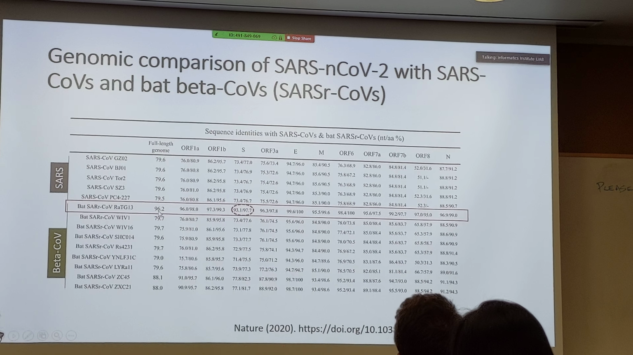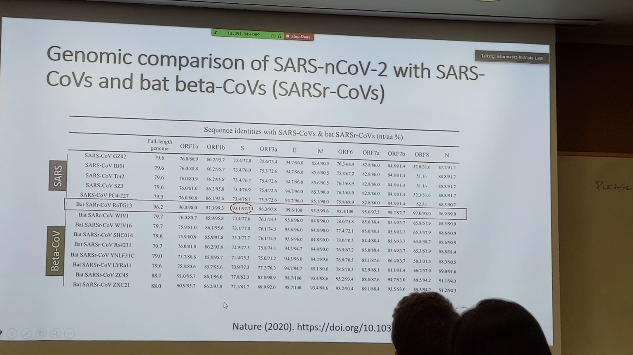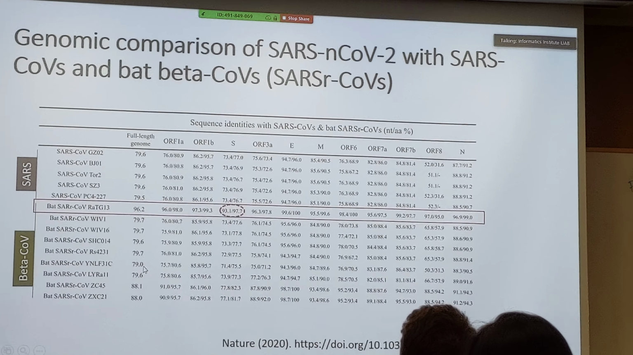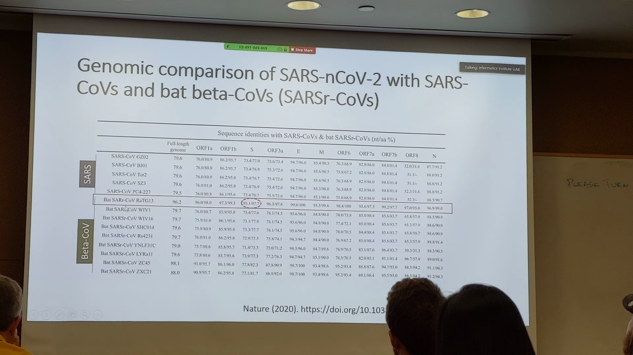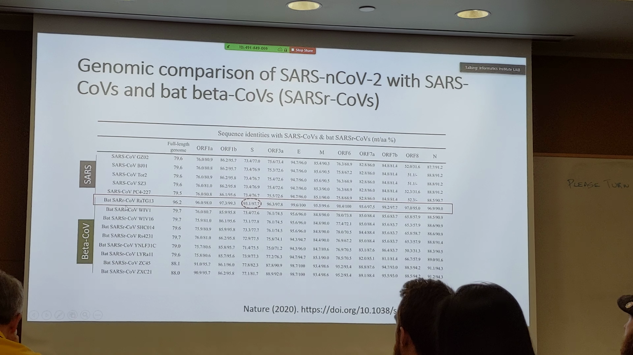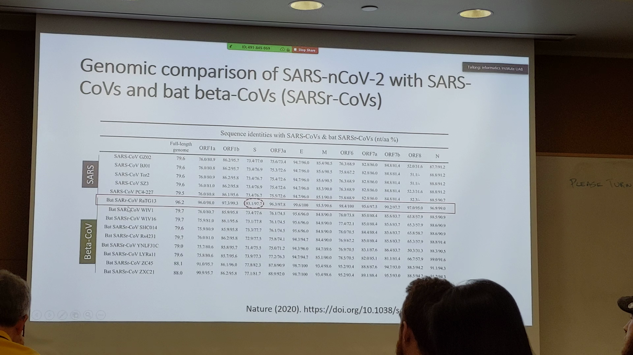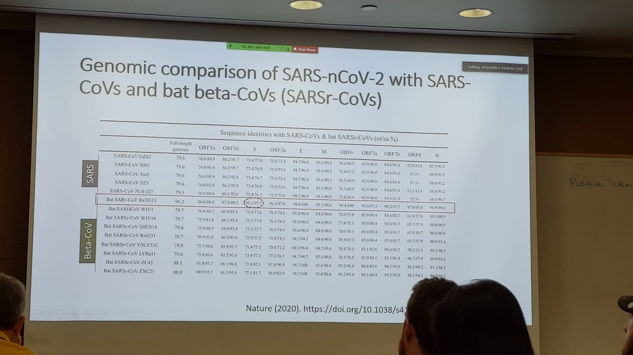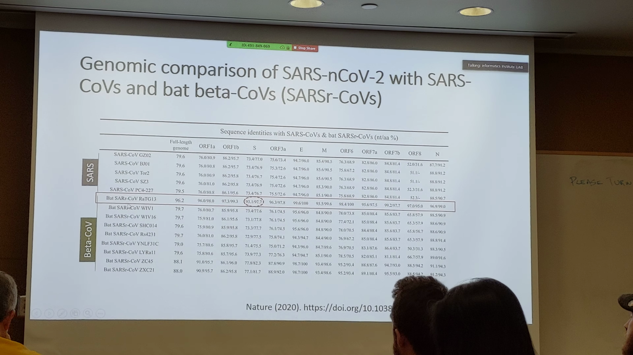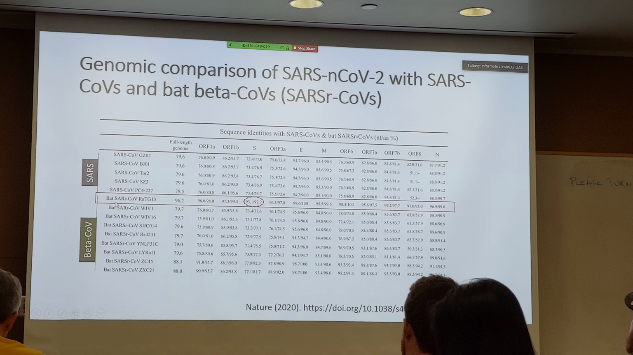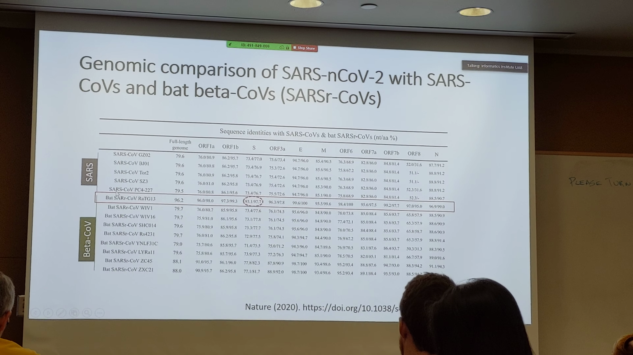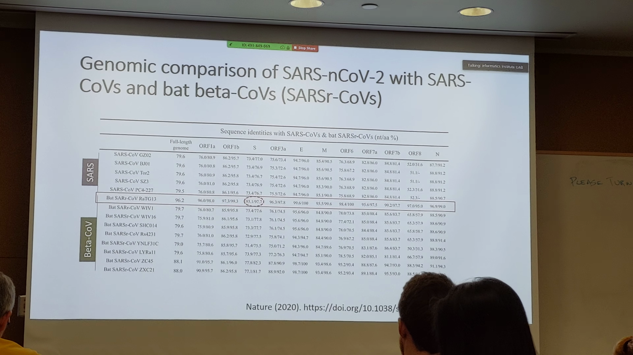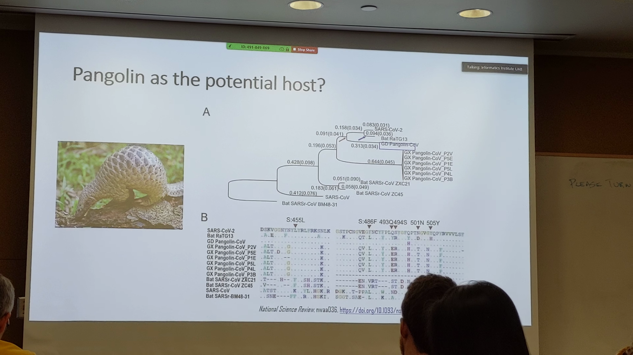So does it mean that this article just concluded that maybe this RATG13, which was found in bats in Yunnan province, which is actually more than 1,000 miles away from Wuhan, could be the original source? But many people, myself included, don't believe this is the true answer.